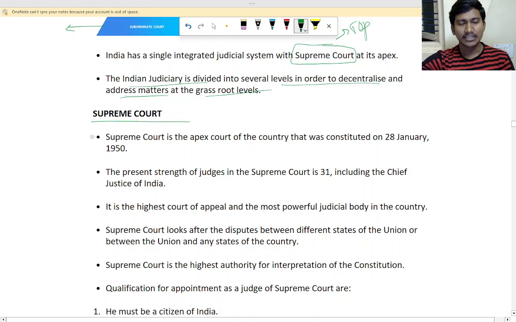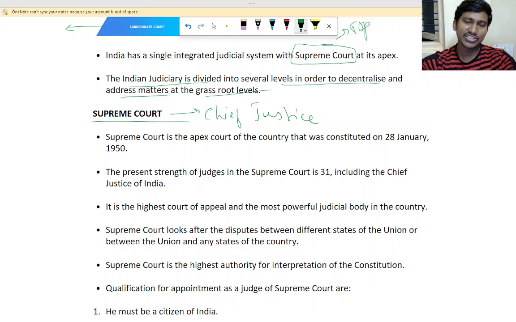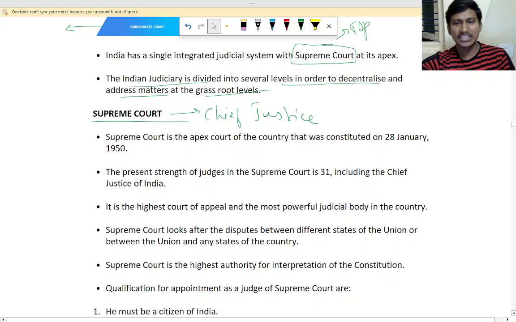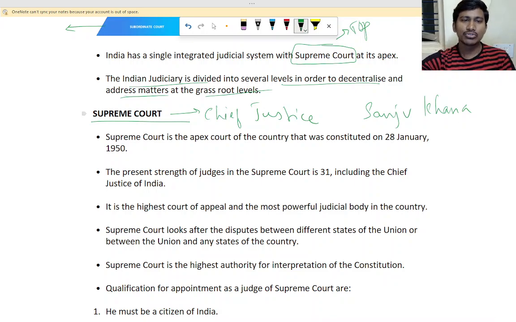Recently, the Chief Justice of the Supreme Court changed. Chief Justice means the important leader among them. Now who is the Chief Justice of India? Sanjeev Khanna has been elected as the Chief Justice now. Before that, D.Y. Chandrachud was there. So now let us see about them.